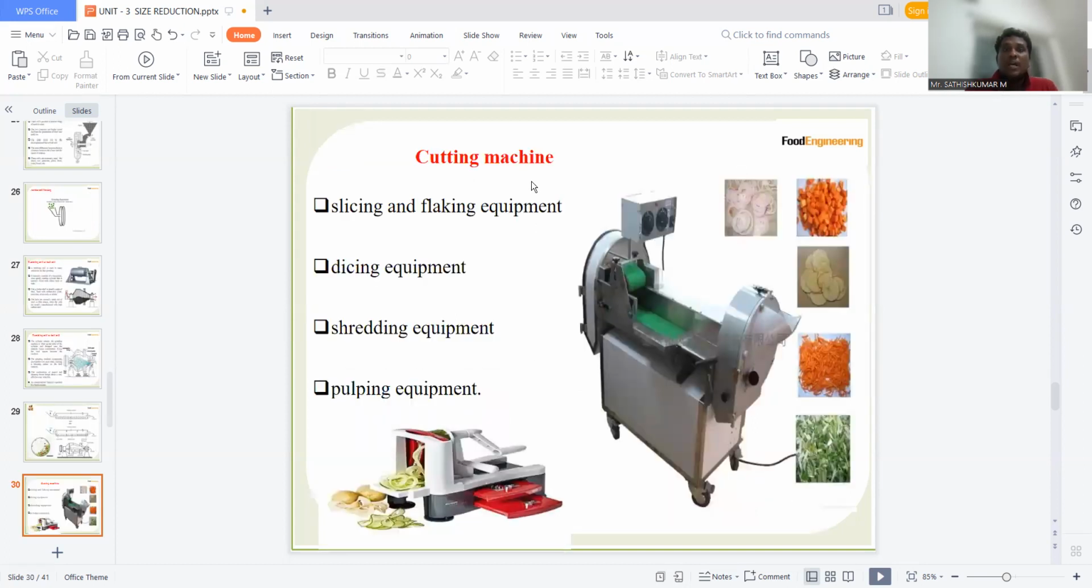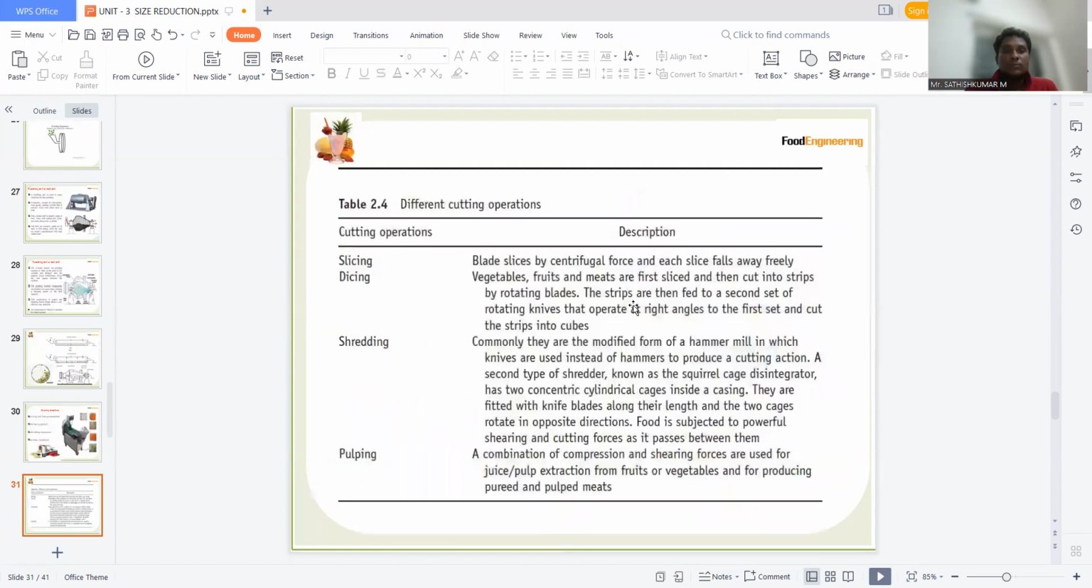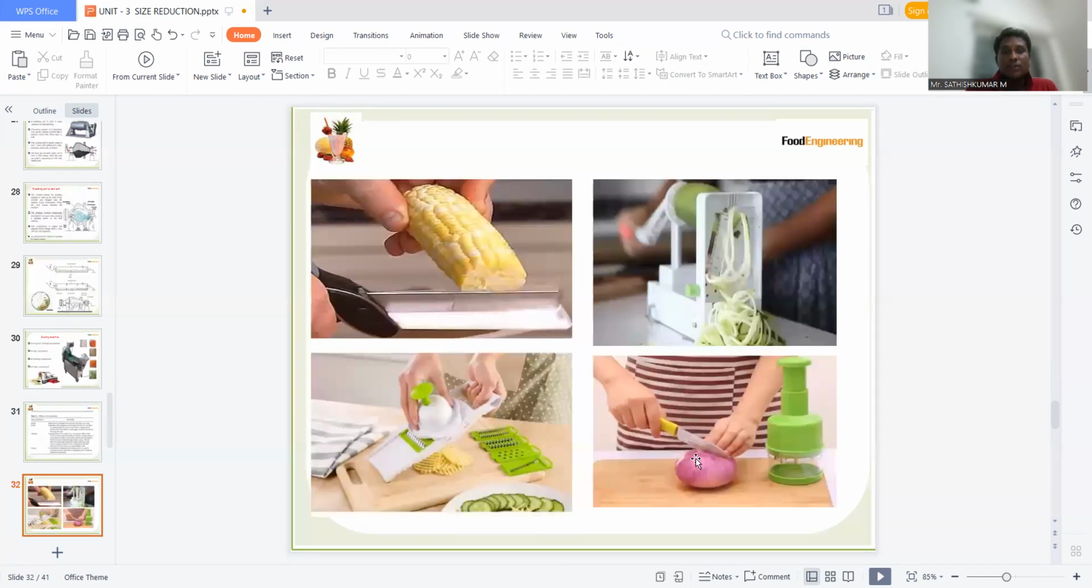Next one, cutting machines. Cutting machines are responsible for slicing and flaking of food materials, dicing of food materials, shredding of food materials, pulping of food materials. In the case of slicing and dicing, blade slices by centrifugal forces. In the case of shredding, commonly they are modified forms of hammer mills. Pulping is a combination of compression and shearing forces. The picture shows shredding, cutting, slicing, and dicing methods of size reduction.